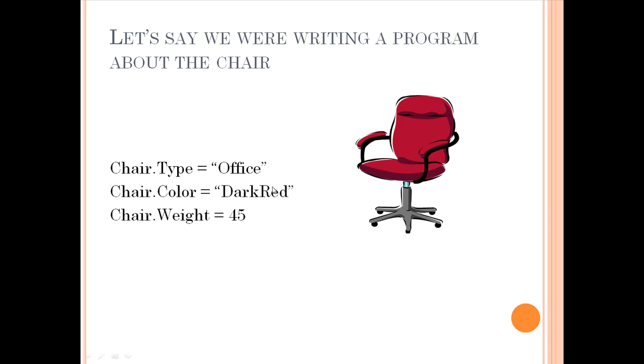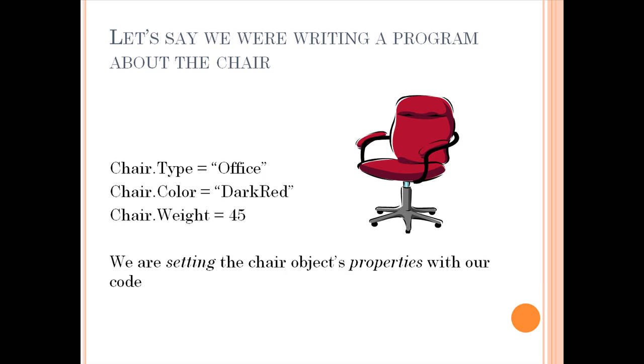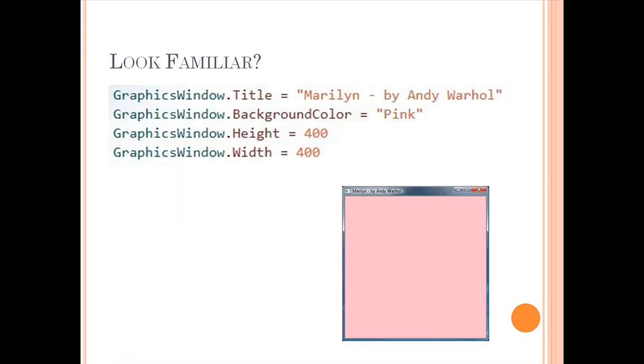And then we use an equal sign to assign the property a value. Okay, so again, with this type of code, we are setting the object's properties. Now, does this look familiar? graphicsWindow.title equals "Marilyn by Andy Warhol" in our last program. graphicsWindow.backgroundColor equals pink. All right, so we are setting these properties through our code.